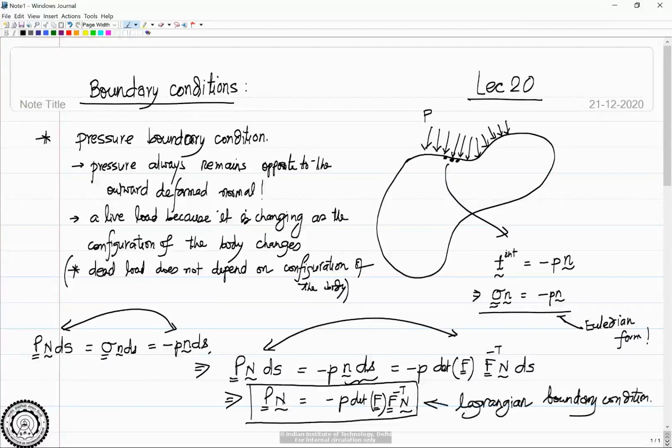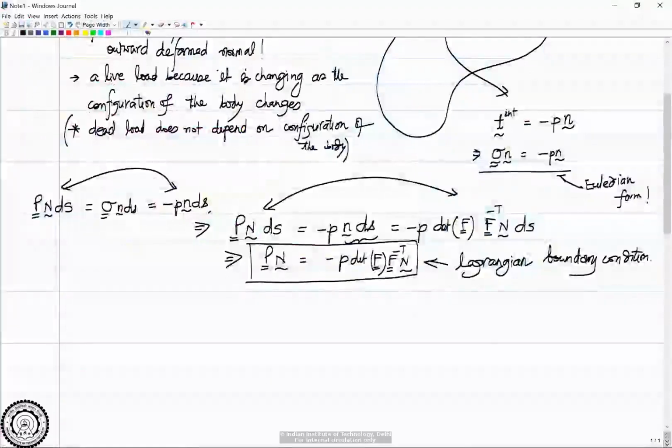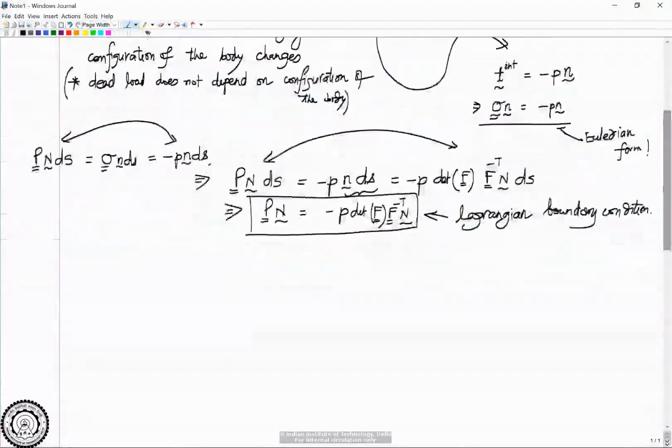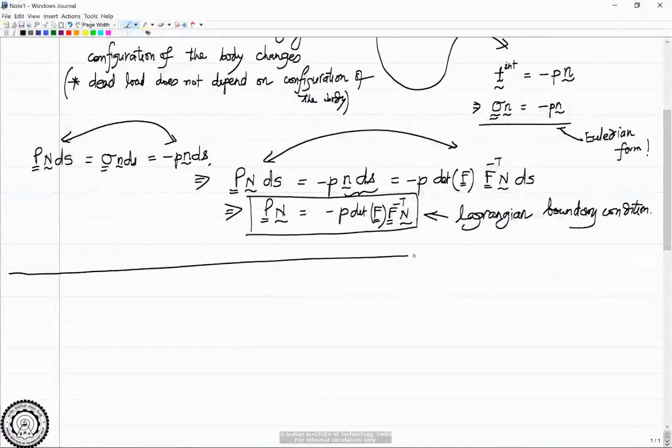Okay, any question? Okay, so that's about boundary condition. You can expect one question on boundary condition in the examination. So if you have any doubt, you can always ask me later on. Okay, so this was about boundary condition.